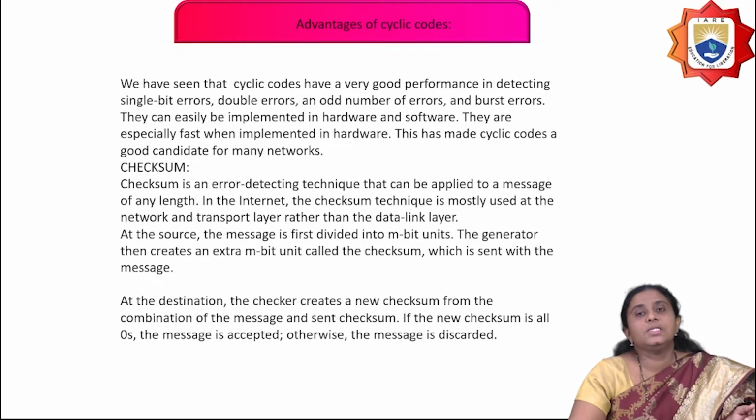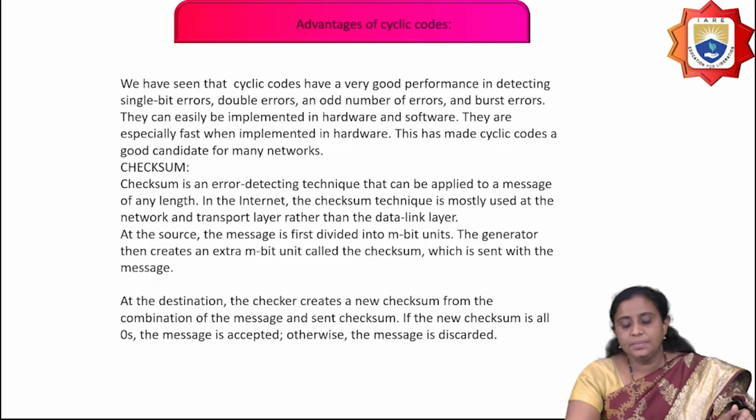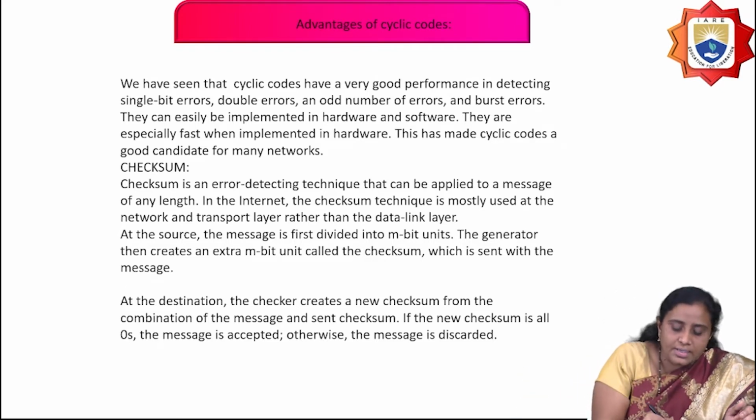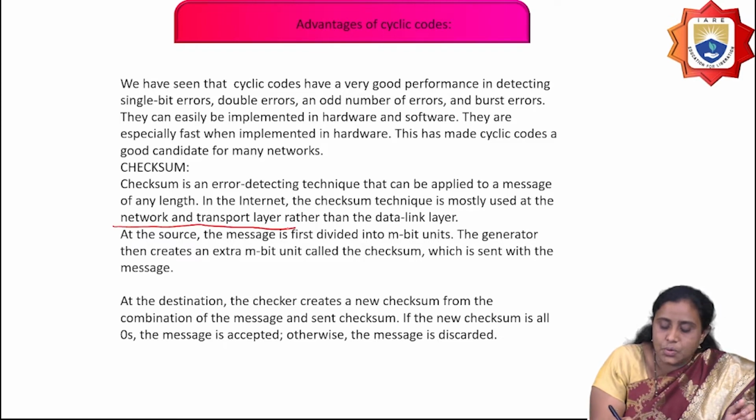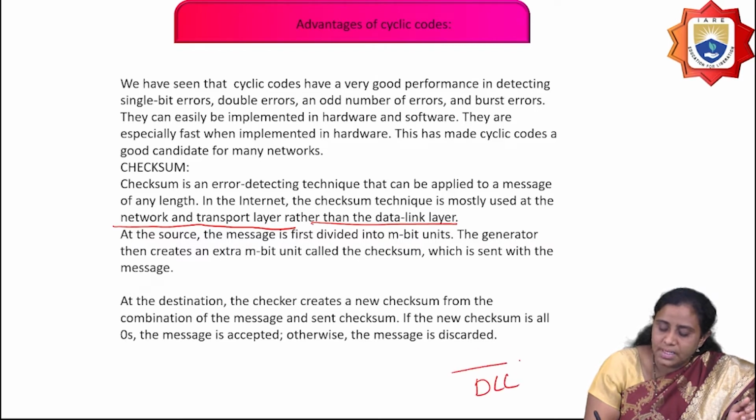The checksum is an error detecting technique which is applied while messages are passing from the source node to the destination node. In the internet, the checksum technique is mostly used at two layers, the network layer and the transport layer, rather than the data link layer. Why? Because the data link layer is present in between the network layer and the physical layer.